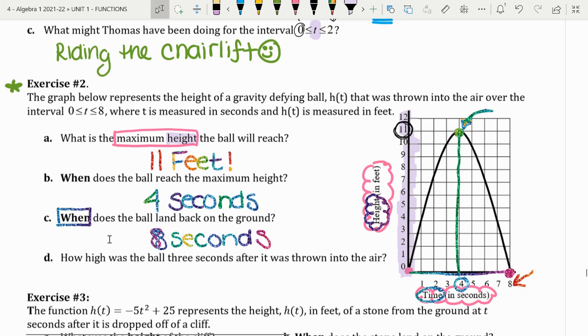Beautiful. Lastly, how high was the ball 3 seconds after it was thrown into the air? 3 seconds. So it's saying, hey, Miss Capola, look at your 3 on the x-axis because that is my time. Okay? So when I look, here's my 3. And we've got to find what its height was at 3 seconds, and that would be 10 feet.